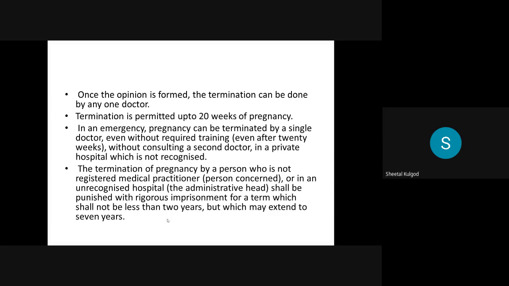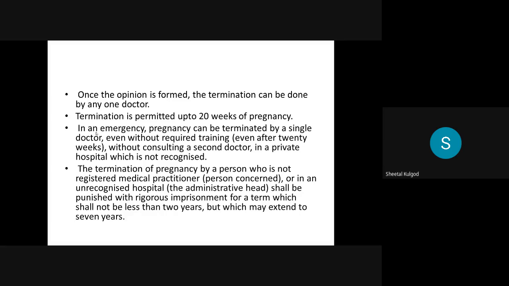Once the opinion is formed, the termination can be done by any one doctor. Termination is permitted up to 20 weeks of pregnancy legally in India. In an emergency, pregnancy can be terminated by a single doctor even without required training, even after 20 weeks of pregnancy, without consulting a second doctor, in a private hospital which is not recognized.